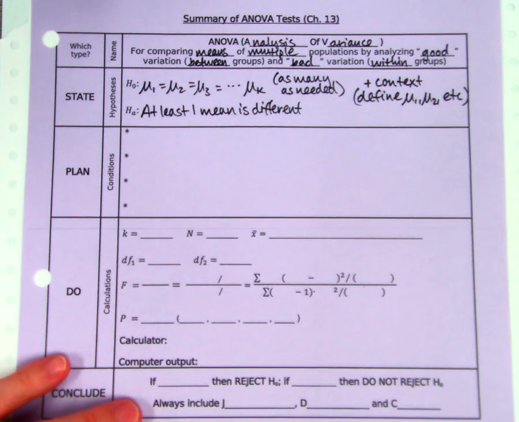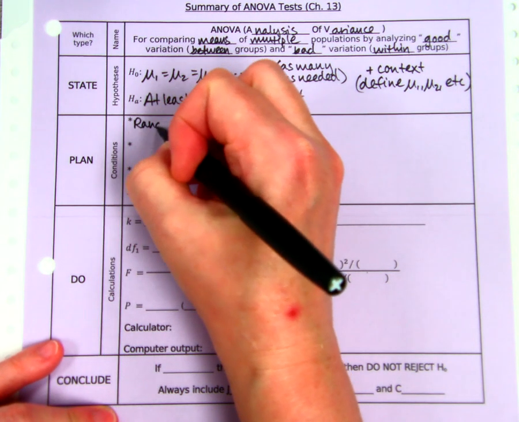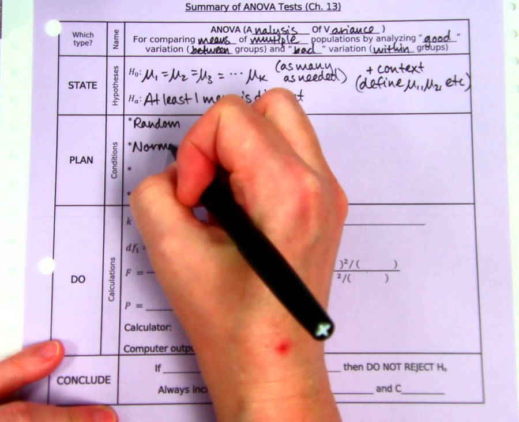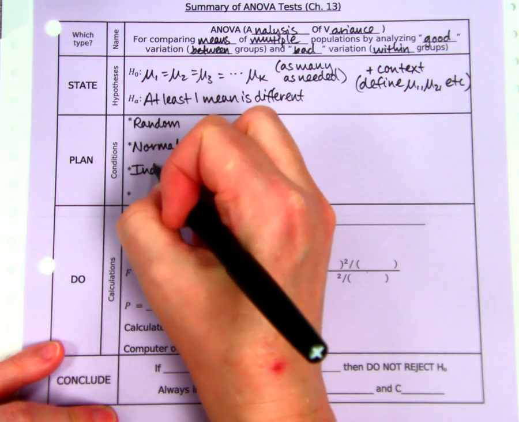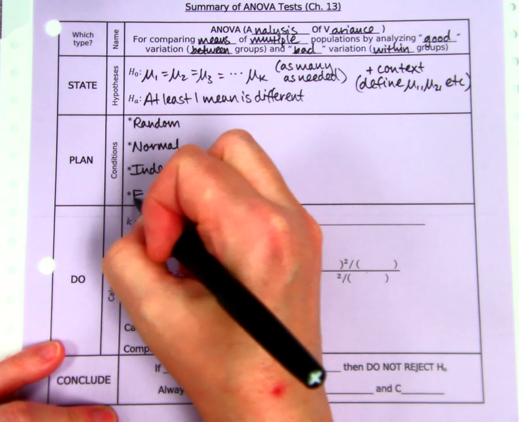Alright, conditions. There are 4 of them in this unit, and they are random. I'll write the words first, then I'll come back to the details. Normal, independent, and equal variance.